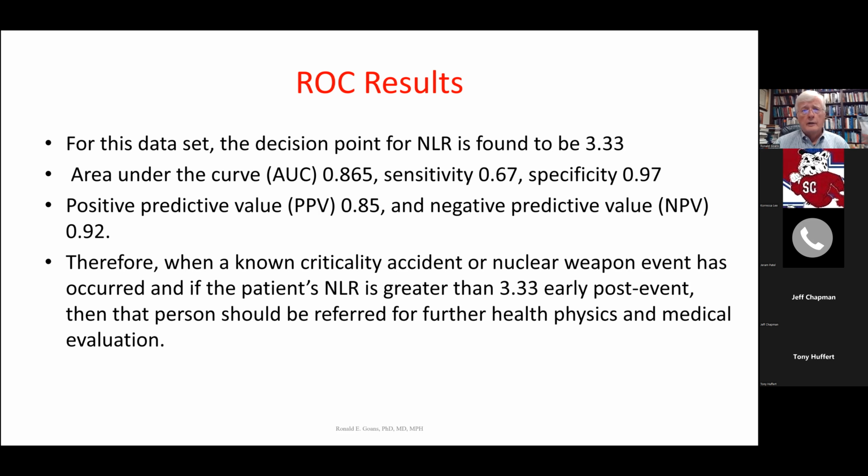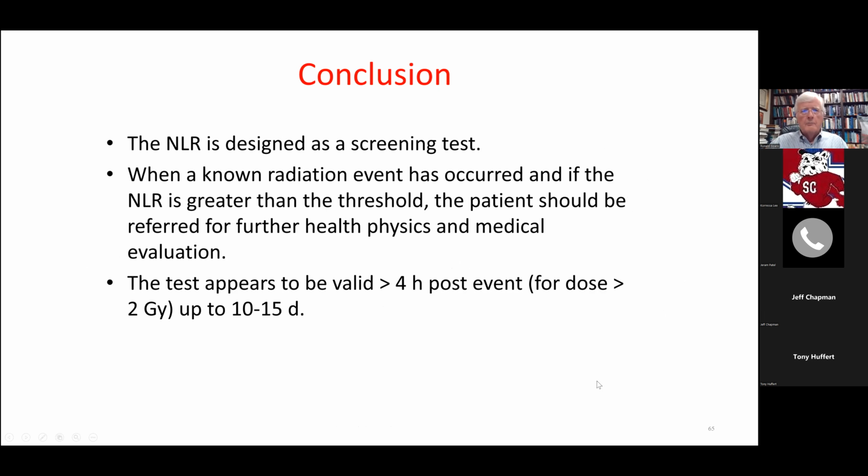This is using the number of cases that I had in here. Of course, in a real accident, you're not going to know your prevalence, but you can make some assumptions here. So the bottom line is, when we have a known criticality accident or a nuclear weapon event, we know it's happened. We're triaging people. We get a neutrophil lymphocyte ratio. If it's greater than 3.3, then we ought to be suspicious and refer them for further evaluation, health physics and medical. So that's our bottom line.